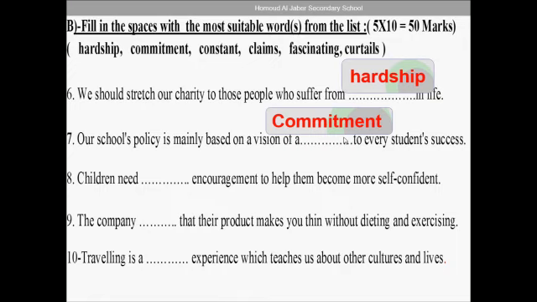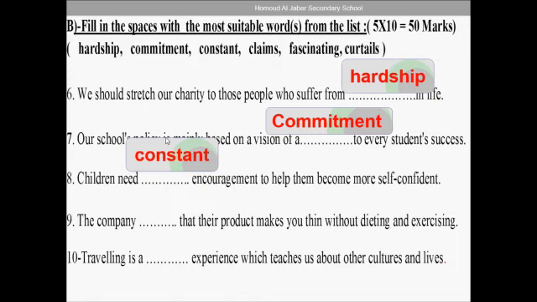Okay, question number 8. Children need space, encouragement to help them become more self-confident. Encouragement, I think you know the meaning of this word. Encouragement معناها شجاعة. So I need an adjective here for the word encouragement. It will be constant encouragement. تشجيع دائم. Children need الأطفال يحتاجون تشجيع دائم لتساعدهم ليكونوا عندهم ثقة بنفسهم.